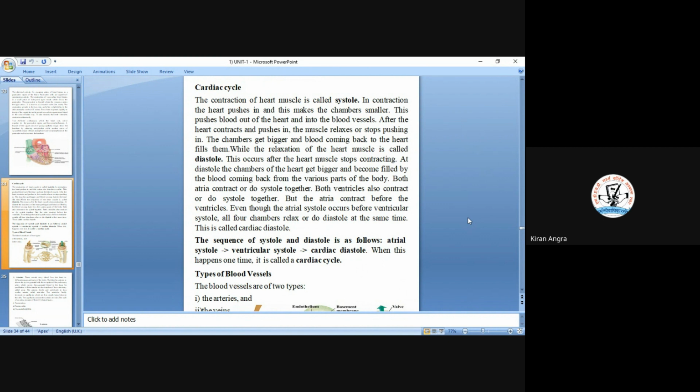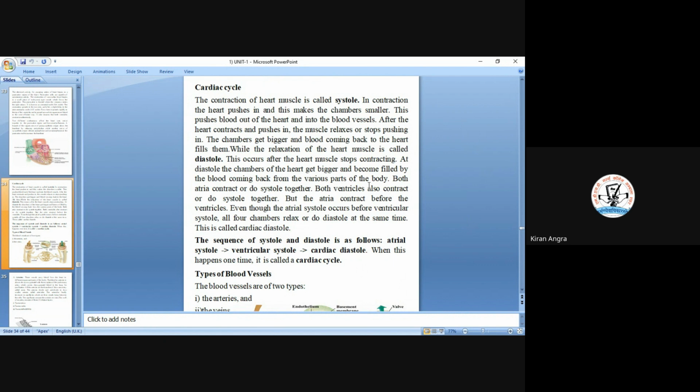After the heart contracts and pushes in, the muscle relaxes. Once you have pushed the blood, the muscle relaxes and stops pushing. The chambers become bigger, and blood comes back to the heart and fills it. This relaxation of the heart muscle is called diastole. It occurs after the heart muscles stop contracting. In diastole the chambers of the heart get bigger and become filled by the blood coming back from the various parts of the body.